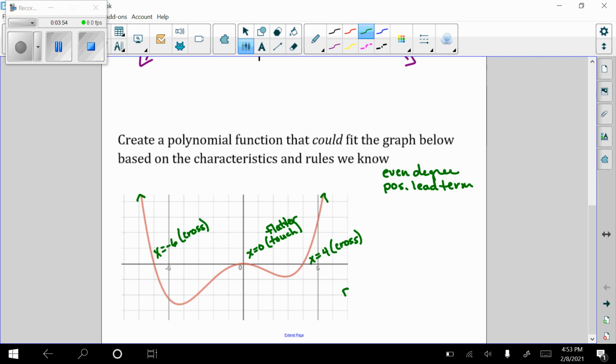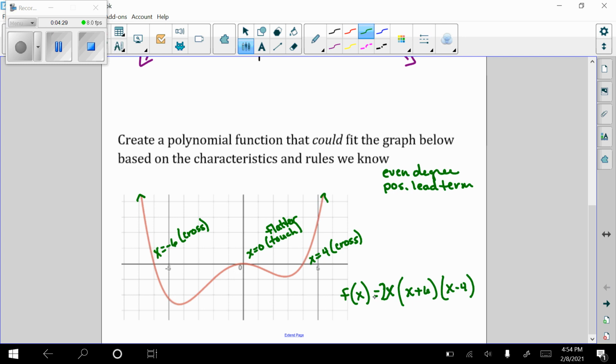So if I want to write a polynomial f of x, I know I'm going to have an x out front and an x plus 6 and an x minus 4. I know my lead term has to be positive, so I'm okay with just leaving an x sitting out front. I could put a number in there in front if I wanted to. I could put a 2. It's not going to change the outcome. I still have a value at x equals 0.